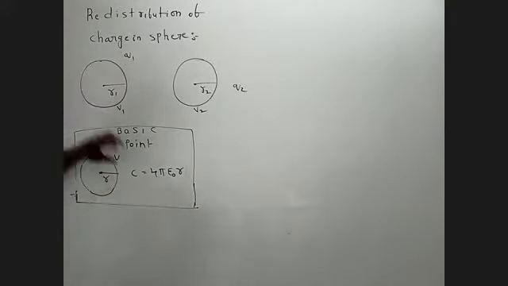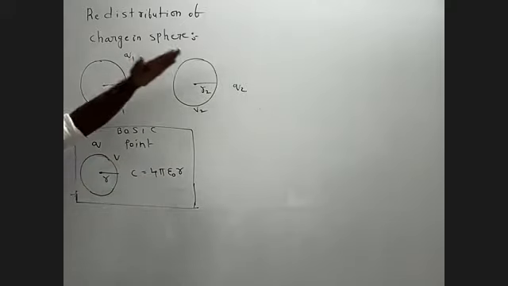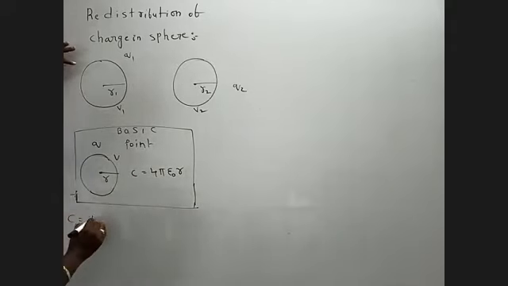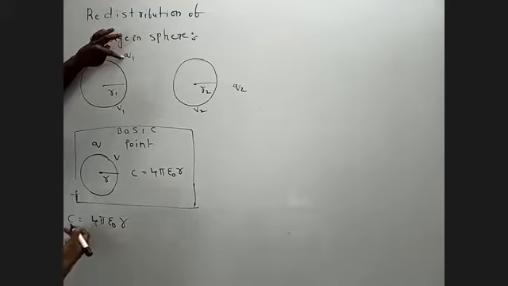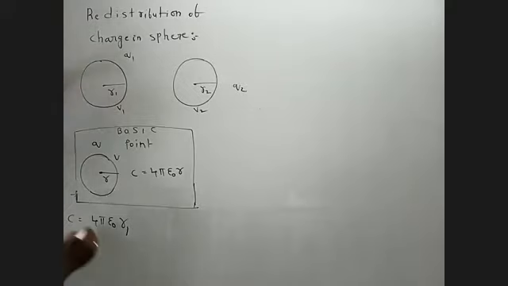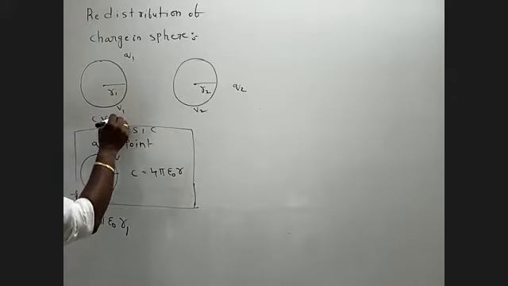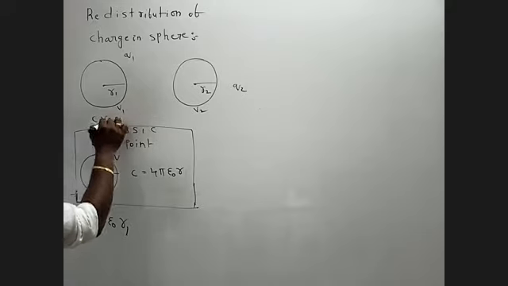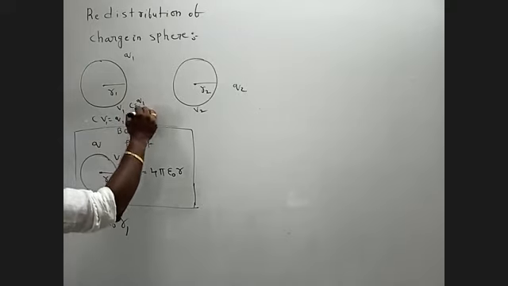This formula applies to this sphere, and similarly this formula applies to the other sphere. For the first sphere, the radius is R1, the charge is Q1, and the potential is V1. Its capacitance is C1. We know the general formula CV is equal to Q, so C1 is equal to Q1 by V1.